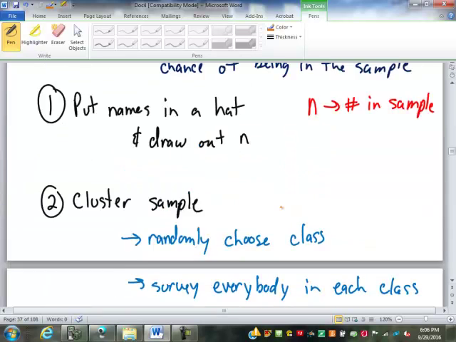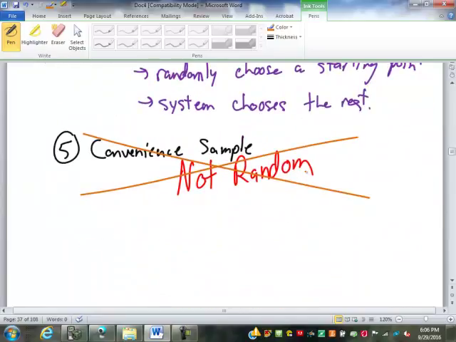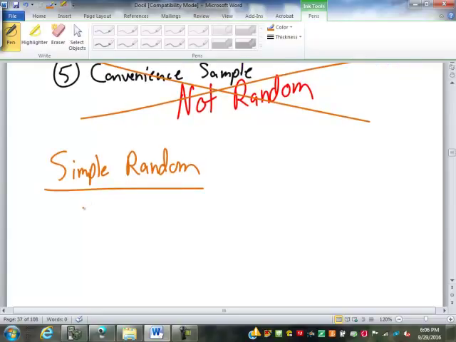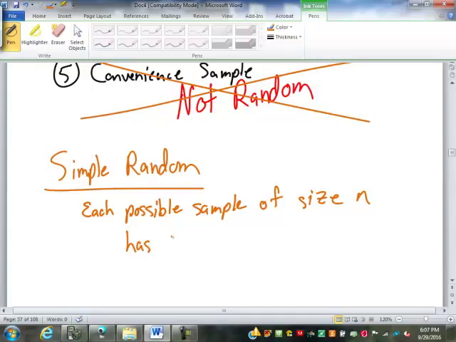So these first 4 are all random. One of them is what we call simple random. Simple random is not only random in that each item in the population has an equal chance of being in the sample, but it's also random in the way that each possible sample of size n, remember we said n is the size of our sample, has the same chance.